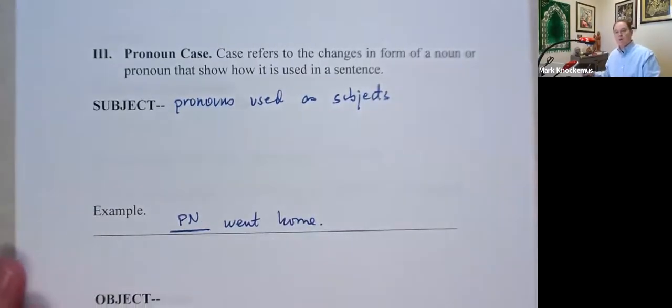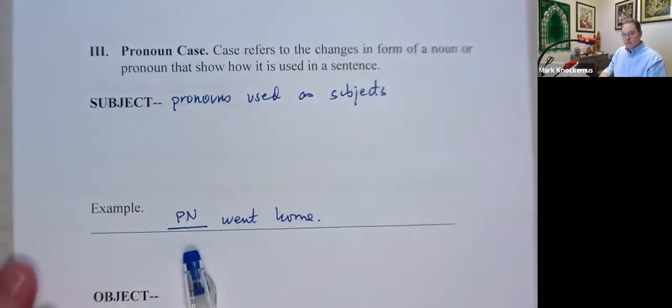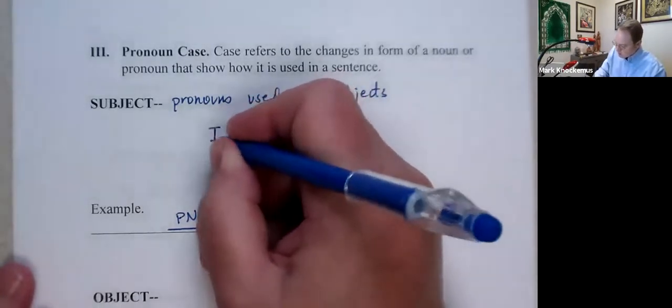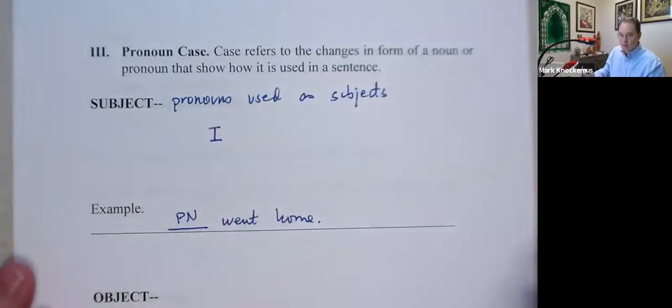Okay, so like blank went home. All right, we have the sentence set up. So whatever we put in the blank is going to be the subject. So you could start off talking about yourself. I went home. Put it into a group, make it plural.